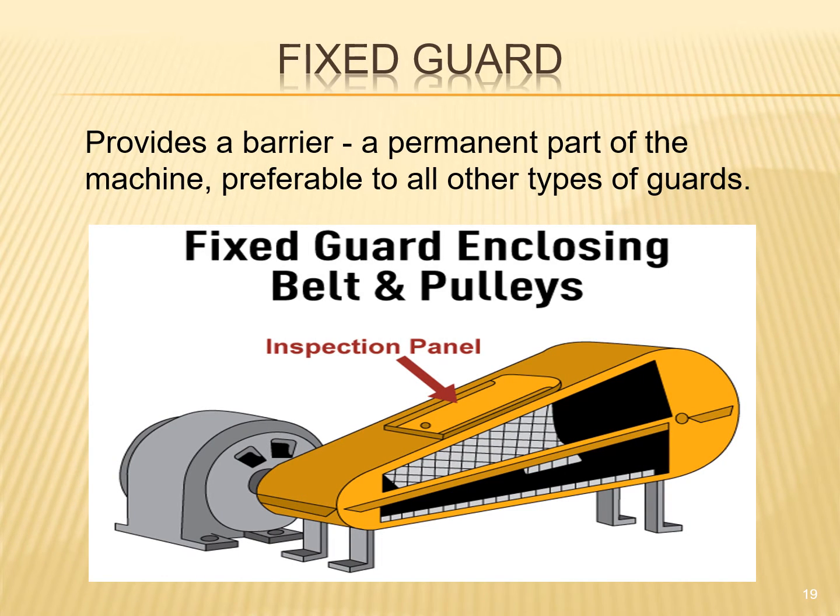Fixed guard. It provides a barrier. It's a permanent part of the machine and preferable to all other types of guards. And here is an example of a fixed guard enclosing a belt and pulley.